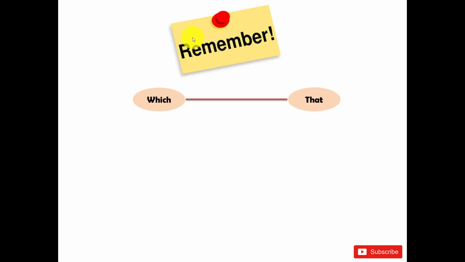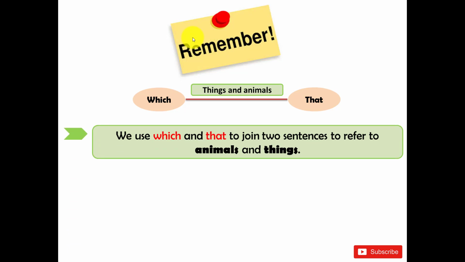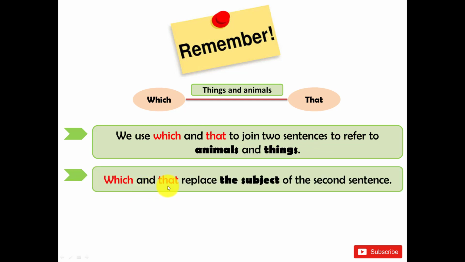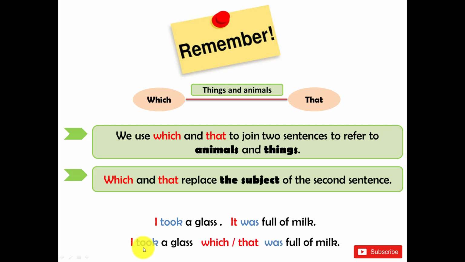Remember, "which" and "that" are used for things and animals. So we use "which" and "that" to join the two sentences to refer to animals and things. "Which" and "that" replace the subject of the second sentence. For example, I took a glass, it was full of milk. It becomes, I took a glass which or that was full of milk. So the subject of the second sentence becomes "which" or "that".